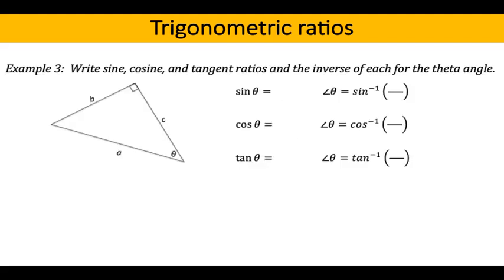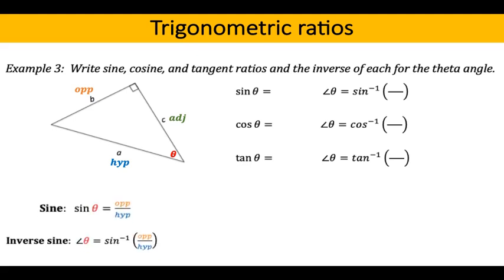Let's look at example number 3. We're going to write the sine, cosine, and tangent ratios and their inverses of each for the theta angle. So from our theta angle, let's go ahead and label our triangle. It's probably easiest to label the hypotenuse first. We always know that's opposite the 90-degree angle. After labeling your hypotenuse, I find it easiest to label the opposite side, so opposite of the theta angle, and then the adjacent. Of course, it does not matter the order you label those sides, as long as you label opposite, adjacent, and hypotenuse. They do need to be labeled correctly to set up your trig ratios.